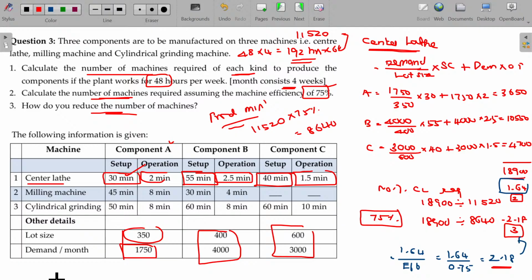So I have completed the machines requirement for center lathe. You can calculate for the milling machine as well as cylindrical grinding yourself. Come on, try. Milling machine you can try. Make it fast. I converted that into hours and applied the second method, this method. Okay, that solution also will be accepted.